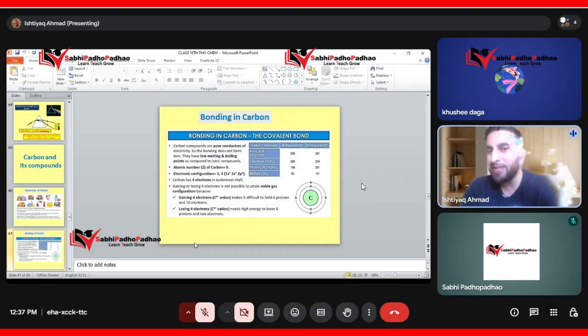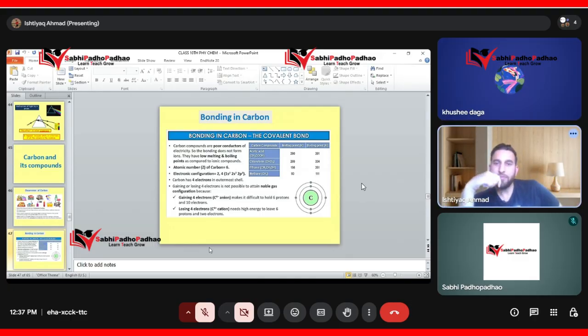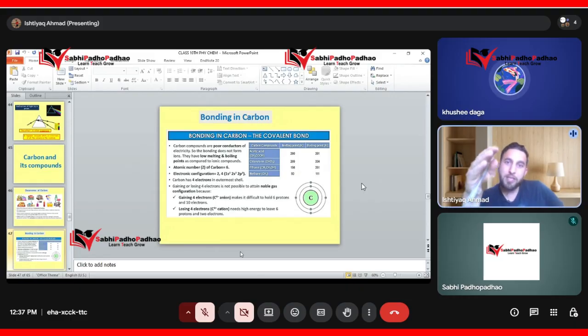Electronic configuration. What is the atomic number of carbon? 6. So how many electrons are there? The atomic number is equal to the number of electrons. If any element has atomic number 20, which means there are 20 electrons.